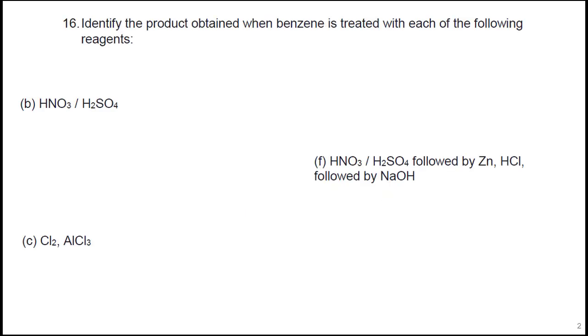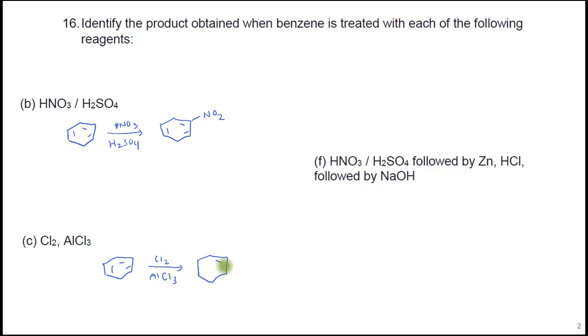In number 16, we're looking to see what product is obtained when we treat benzene with the following. So benzene with nitric acid in the presence of sulfuric acid will add a nitro group to the benzene ring. In letter C, we're looking to add chlorine in the presence of aluminum trichloride. That will add 1 chlorine to the benzene ring.